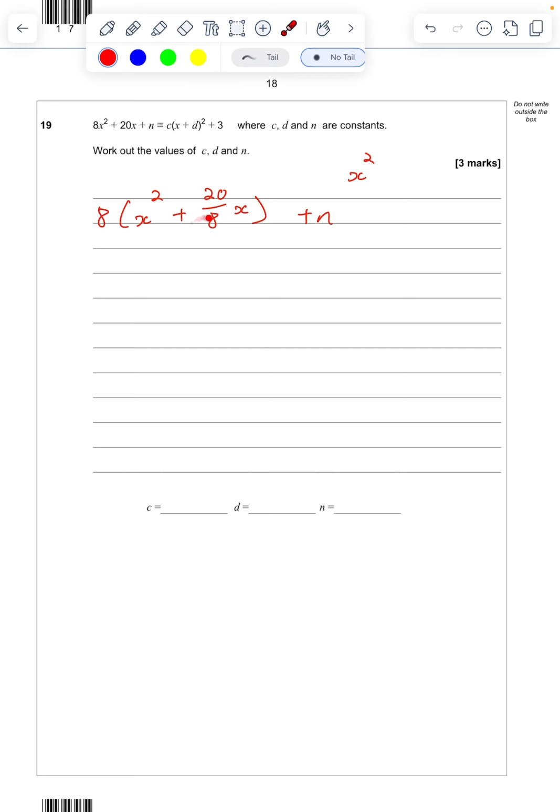Now completed square form is always x and then something squared, and you half this coefficient here. Now actually 20 over 8 you can simplify. That's the same thing as 10 over 4, which is the same thing as 5 over 2. So you've got 5 over 2x. Now you half this coefficient, and if you half 5 over 2, it's going to be 5 over 4. And then you take this part here, you square it, and you make it negative. So 5 over 4 squared will be 25 over 16, and you make it negative. There we go. We can close the big bracket, and you've got the plus n on the end.